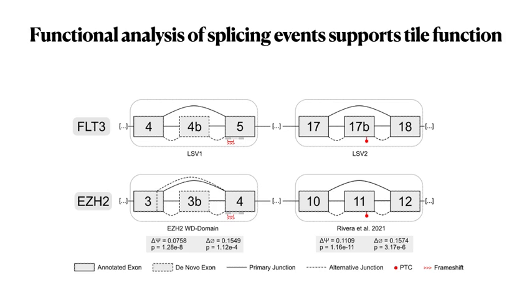We investigated the functional effect of splicing events in the tile for several AML genes. Notably, for FLT3, patients in the tile tend to produce a non-functional alternative isoform involving exon 4B and exon 17B inclusion, which introduce PTC and frame shifts.